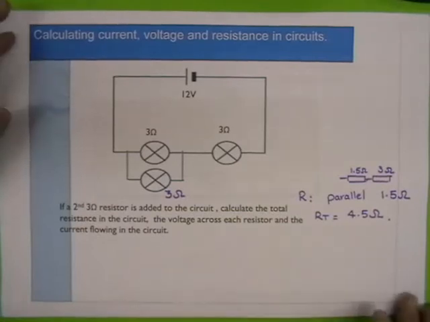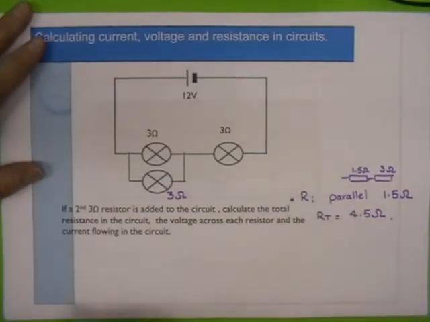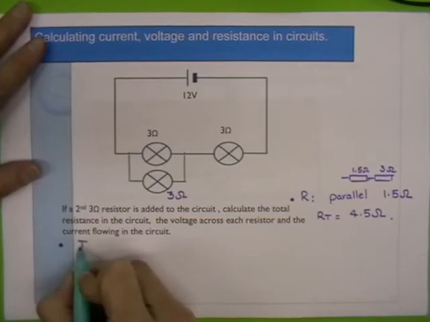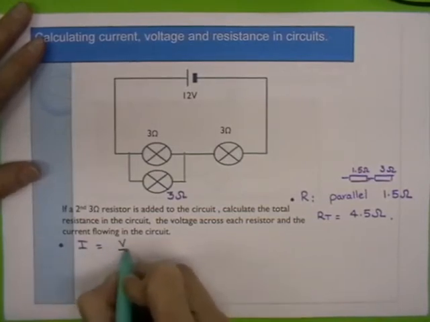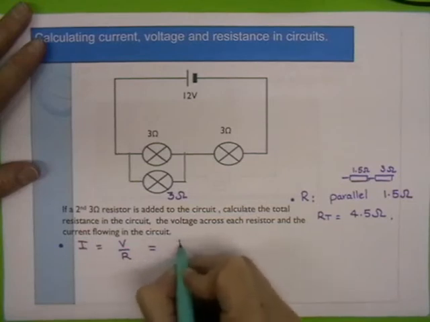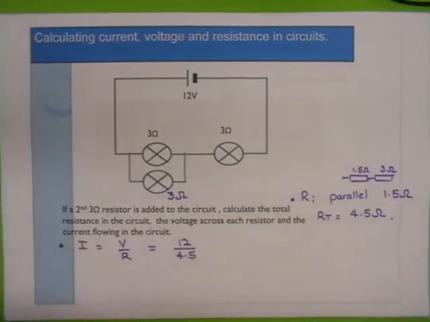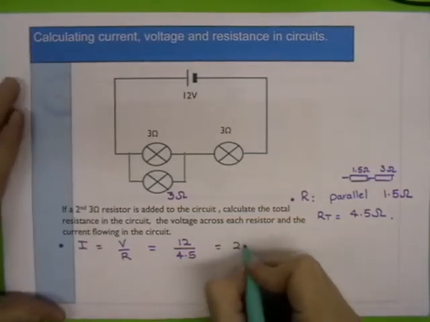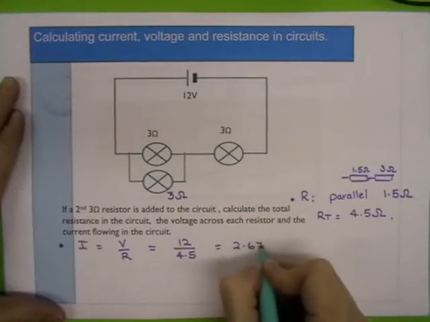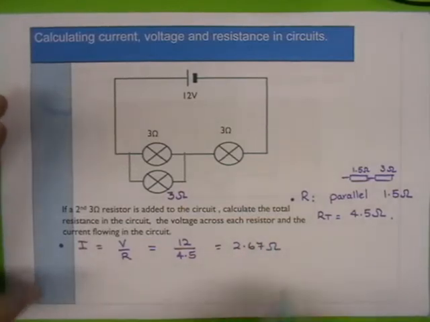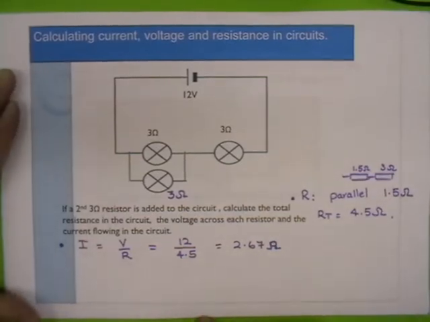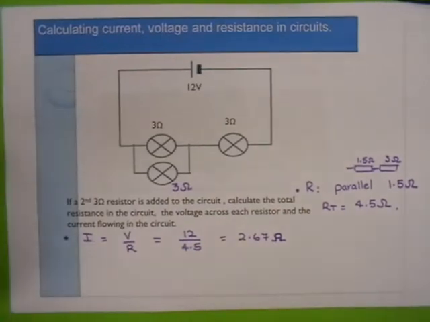Right, again I'm going to do my current next. So there's the resistance there. So current is equal to V over R. Total voltage is 12. Total resistance is 4.5. And so you just divide 12 by 4.5. And you don't get a very nice answer. It's 2 2/3 or 2.67 amps. Sorry, I said ohms, that's amps, of course. Current is in amps.